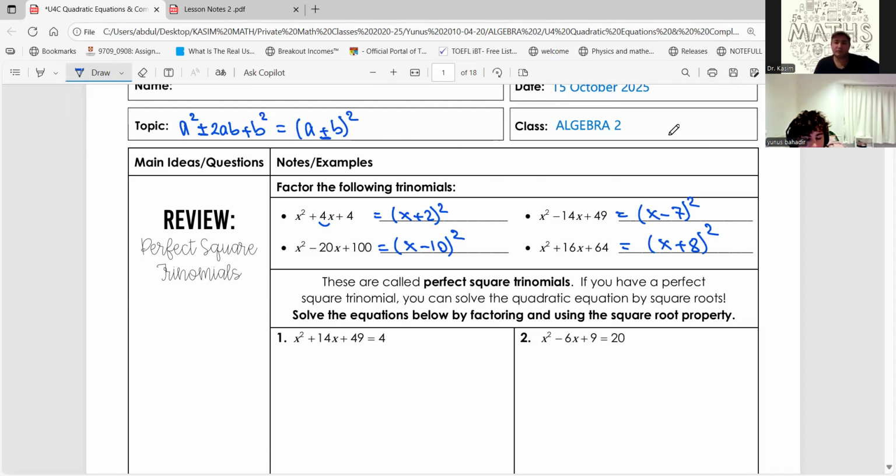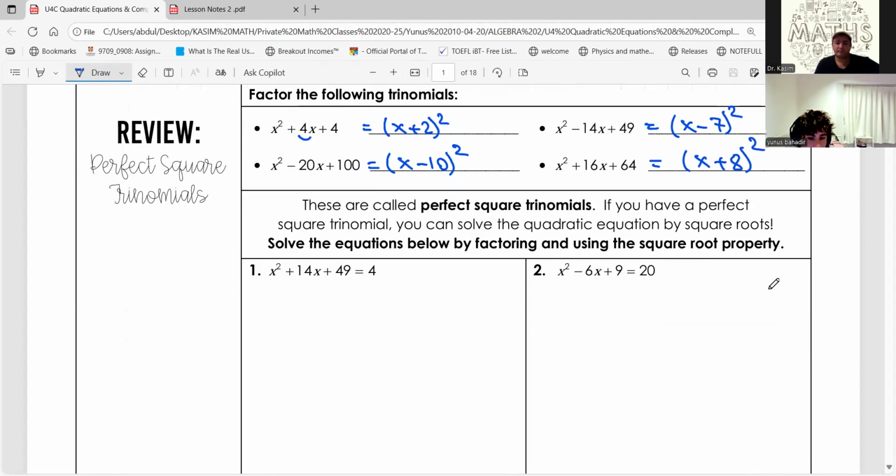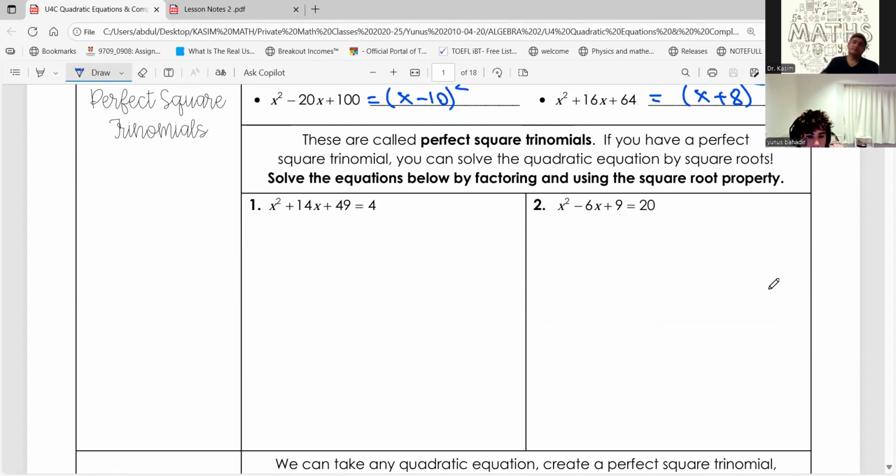Read the directions, Eunice. Okay, these are called perfect square trinomials. If you have a perfect square trinomial, you can solve the quadratic equation by square roots. Solve the equations below by factoring and using the square root property. We can complete any quadratic expression to a perfect square. Last time we did this. Now we will work on this in more detail.